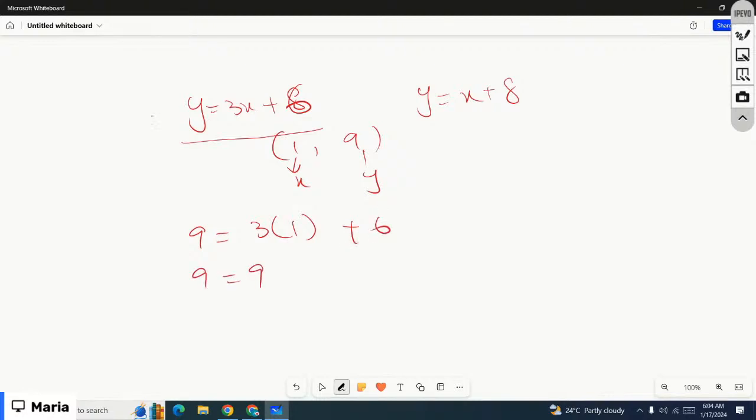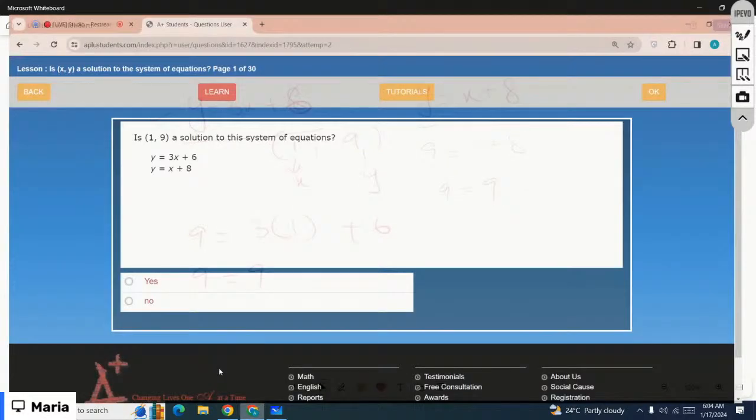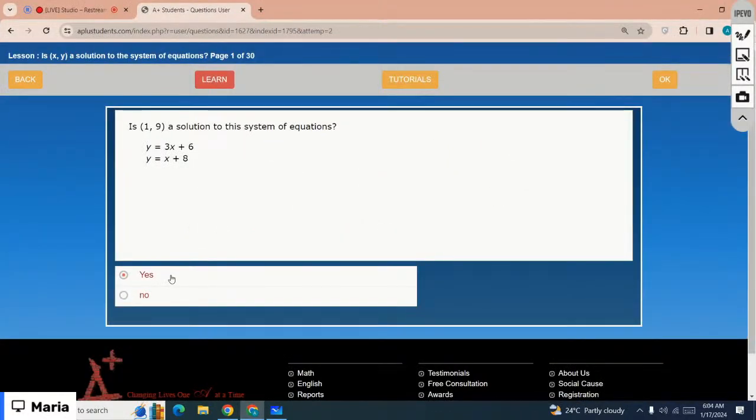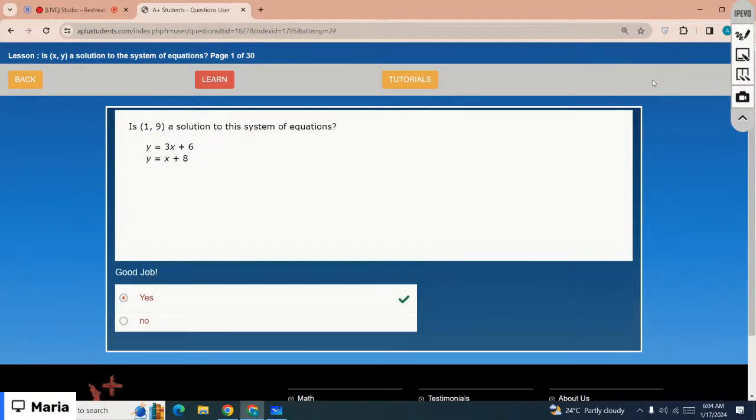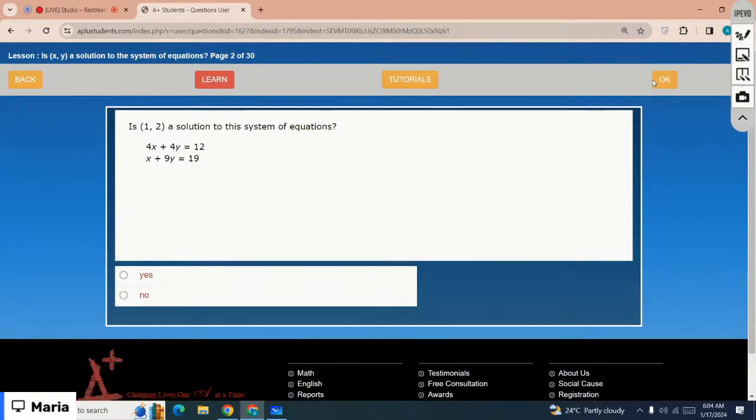So for equation number 1, the point satisfies the equation. Now let's check for the second one. y is 9, x is 1. 9 equals 9. You can see for both equations, 1 and 9 is a solution, that means 1 and 9 is the solution of the system of equations. Got it? The correct option is yes, 1, 9 is the solution of the system of equations.